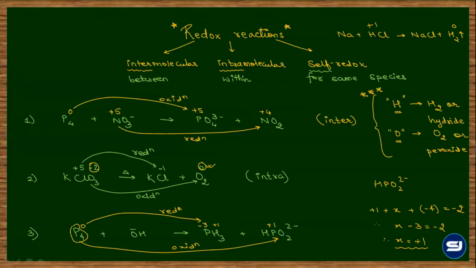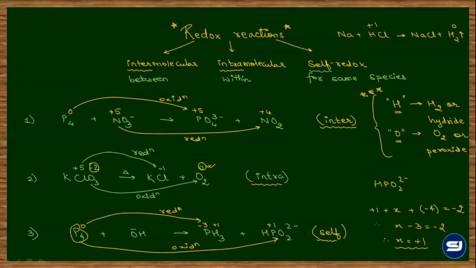So it is simple. Whenever a redox is happening between different species, अगर आपका reduction oxidation अलग species के लिए हो रहा है, it is an intermolecular redox. If the redox is happening for the same molecule, within the same molecule, it is intra. If the redox is happening for the same species, it is a self-redox reaction.